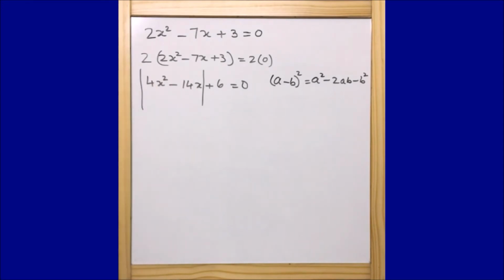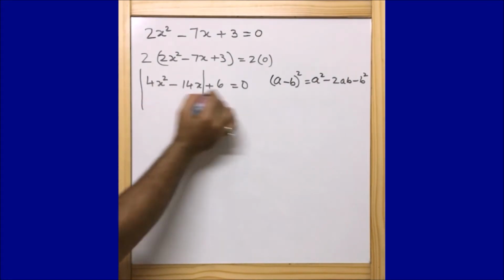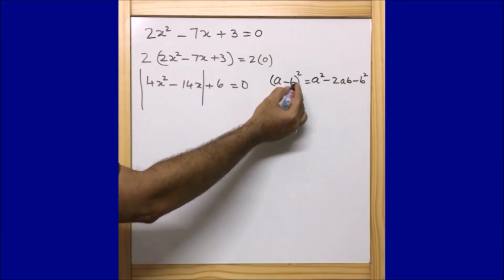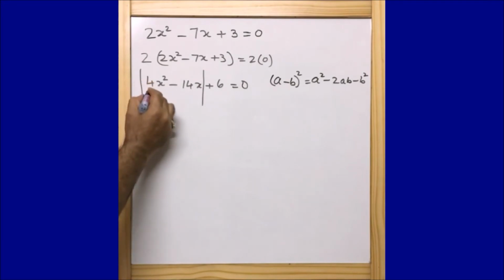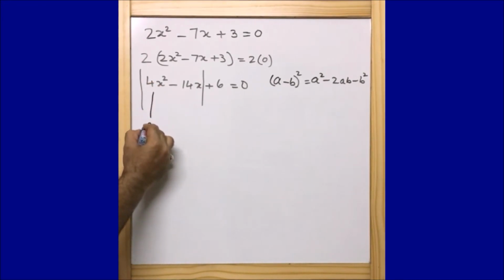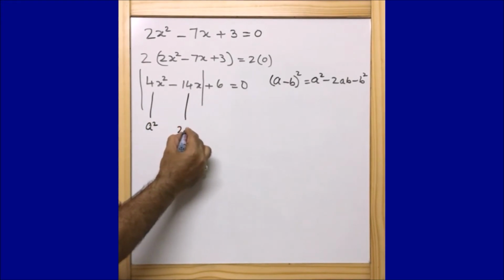So how are we going to do it? Just see. Here, as it is minus, I consider this to be (a - b)^2. Whether it would have been plus, then it would have been (a + b)^2. Now 4x^2 is nothing but our a^2, and 14x is nothing but our 2ab.